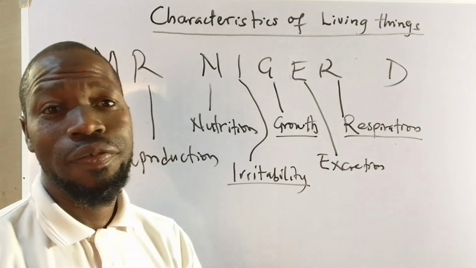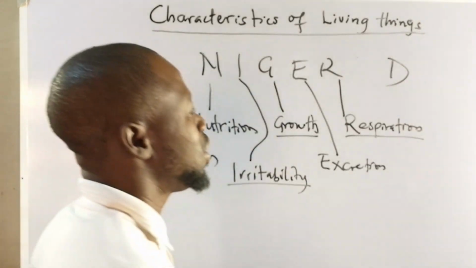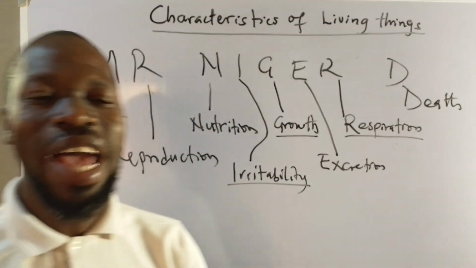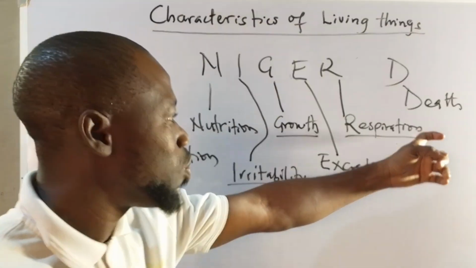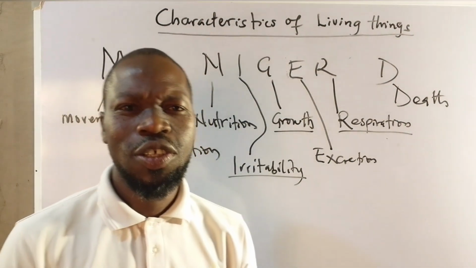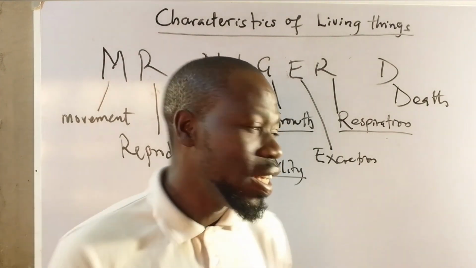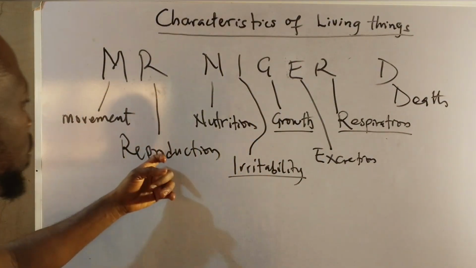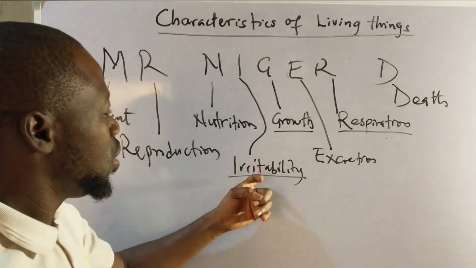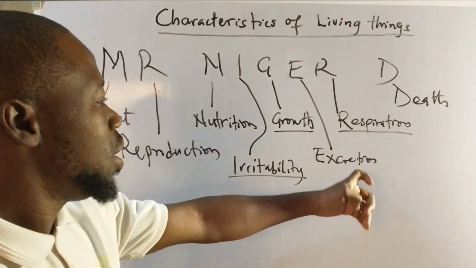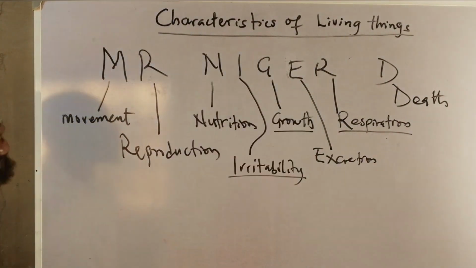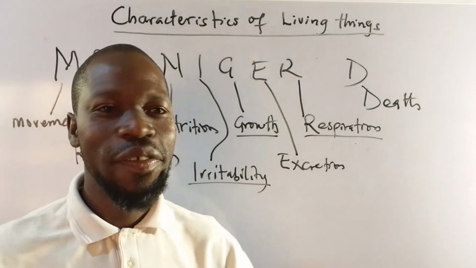And finally, for a living thing to still be a living thing, there's the ultimate death. So that thing should be able to die, right? When it dies and ceases to possess all these other seven characteristics, it is no longer a living thing. So for you to say a thing is a living thing, it must move, reproduce, be able to carry out nutrition, irritability (response to stimulus), growth, excretion, respiration, and death. This is Mr. Niger D, the characteristics of living things.